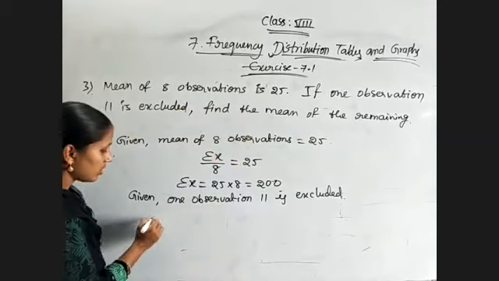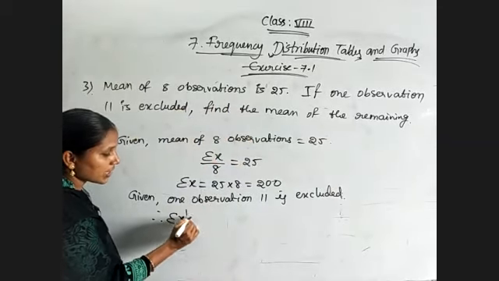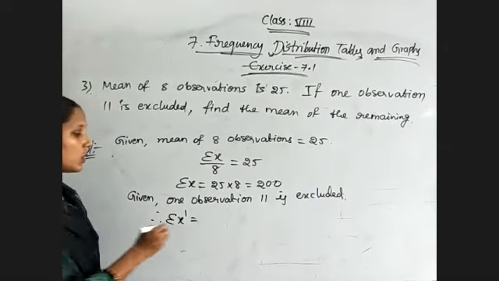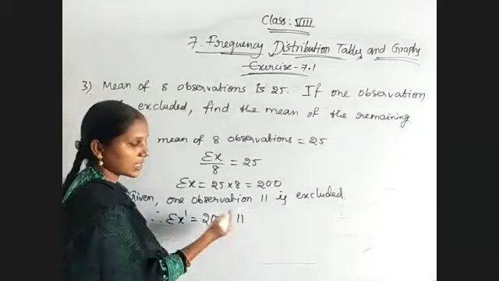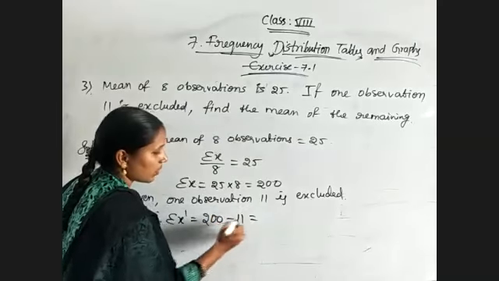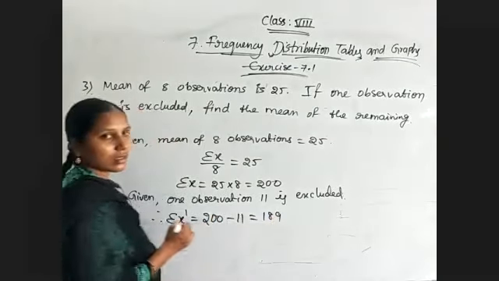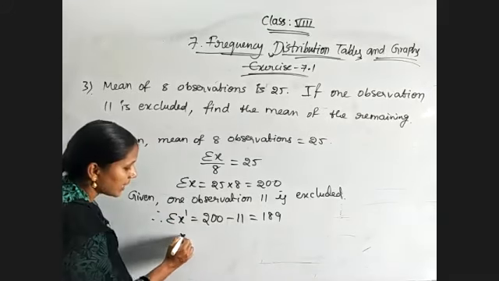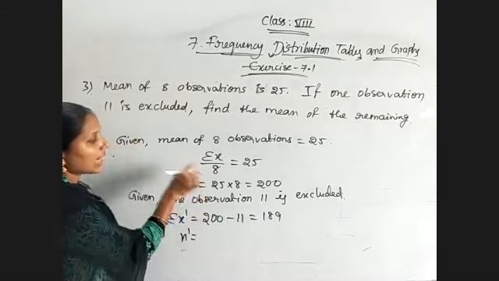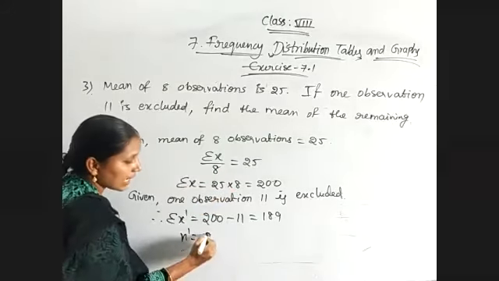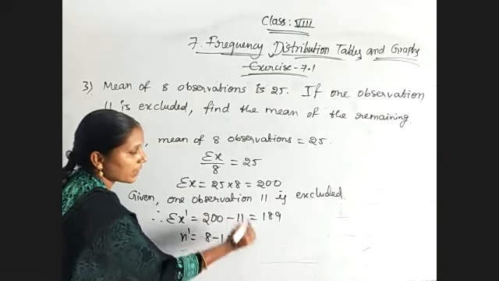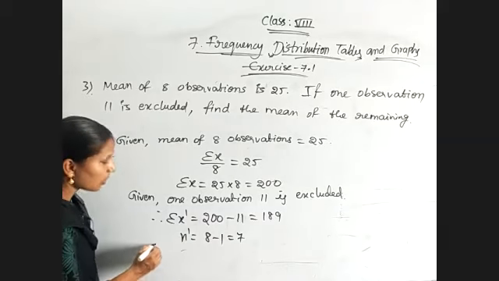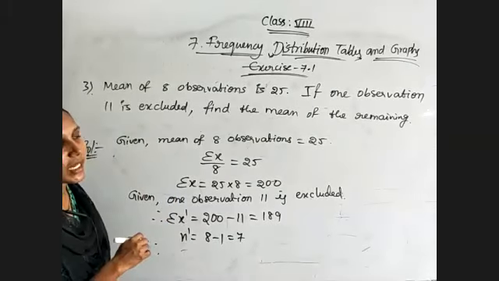Therefore, the new sum Σx' will be equal to 200 minus 11. Excluded means removed, so this will be equal to 189. And n' will be equal to: the actual observations are 8 and one observation, 11, is excluded. So 8 minus 1 will become 7. Therefore, find the mean of the remaining observations.